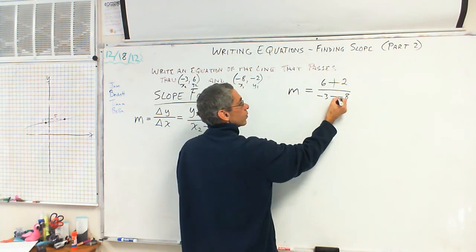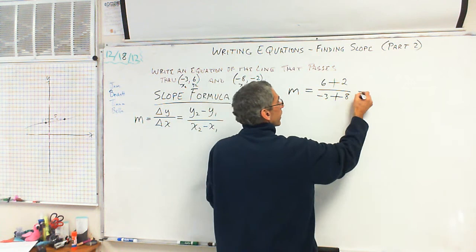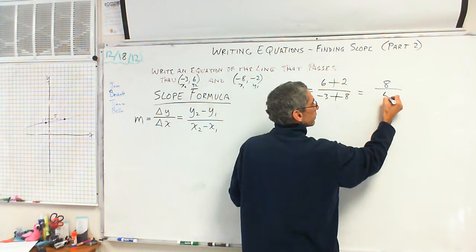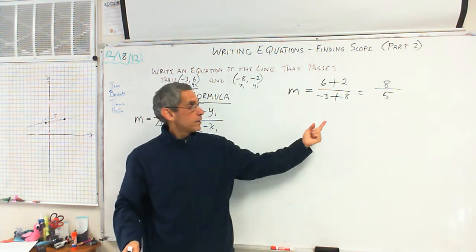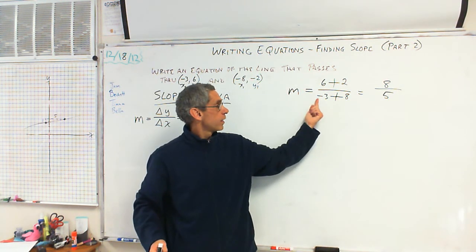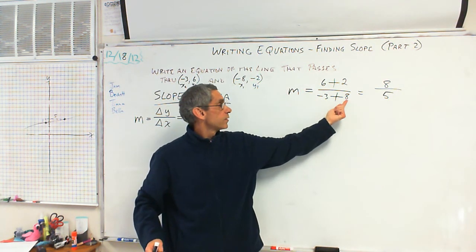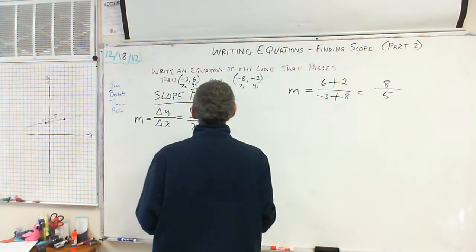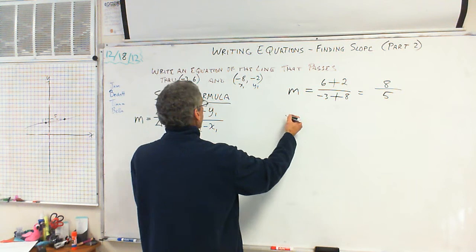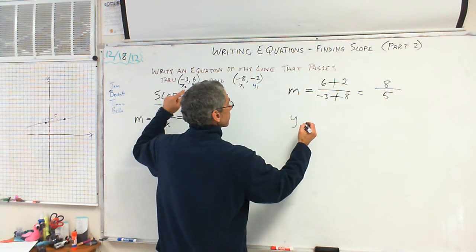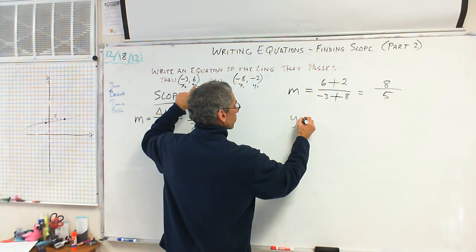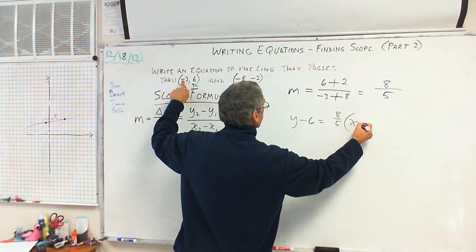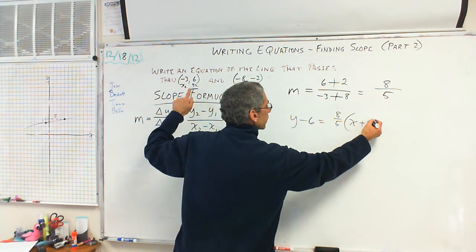So what do I do here? Negative 3 plus 8. So that gives me 8 over, what is 8 minus 3? 5. Negative 3 plus 8 is also the same as 8 minus 3, which is 5. So my slope is 8 fifths. Then I could write my equation. y minus 6 is equal to 8 fifths, x minus a minus 3, plus 3.